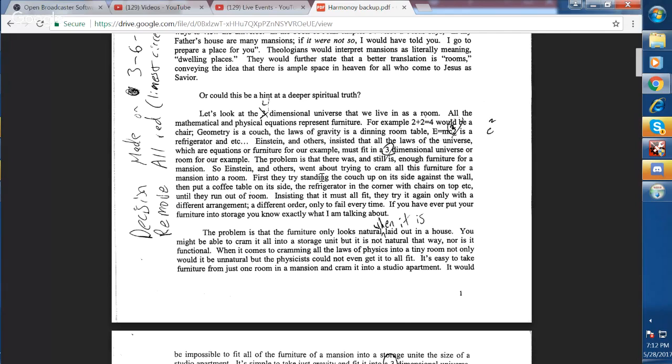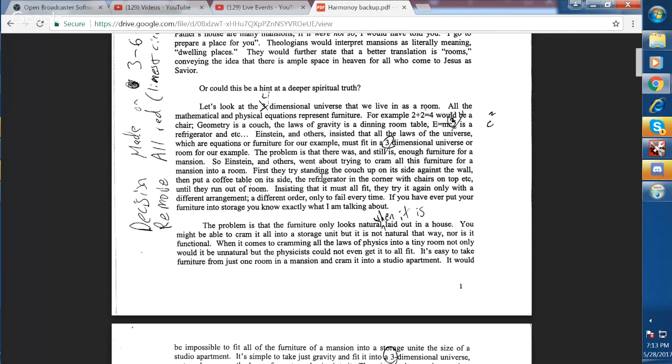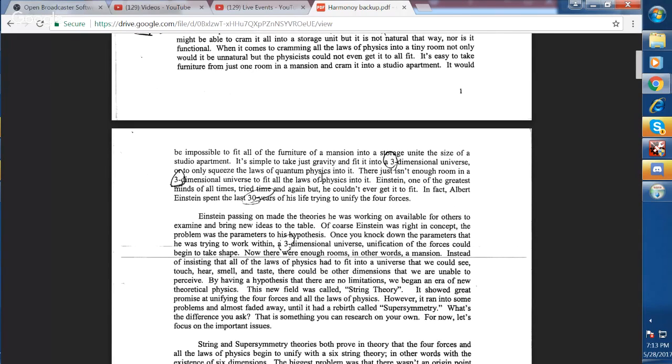And the problem is that the furniture only looks natural laid out in a house. You shove it in a storage unit, it's not natural that way. You might be able to cram it all into a storage unit, but it's just not natural. Nor is it functional. It's not functional at all. So when it comes to cramming all the laws of physics into a tiny little room, not only would it be unnatural, but the physicists could not even get it to fit in the first place. It's easy to take furniture from just maybe one room in the mansion and cram it into a studio apartment, but it's just impossible to fit all the furniture of a mansion into a storage unit the size of a studio apartment. You just can't do it.